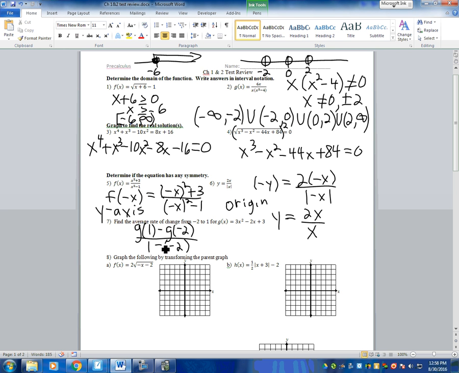Plug it in, yeah. So g of 1 would be 3 minus 2 is 1, plus 3 is 4. And then g of -2, that's going to be 4 plus 12 plus 4 is 16 plus 3, I'm getting 19. 1 minus -2 is 3, so I have -15 over 3, which is -5. So that's my average rate of change. So you get your y2 and y1 by plugging in the values that I give you into the function.